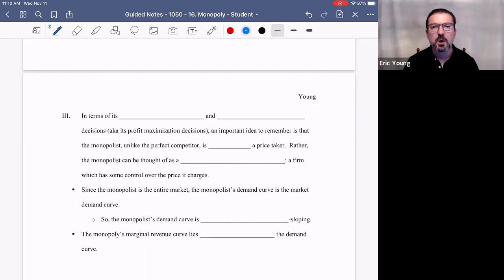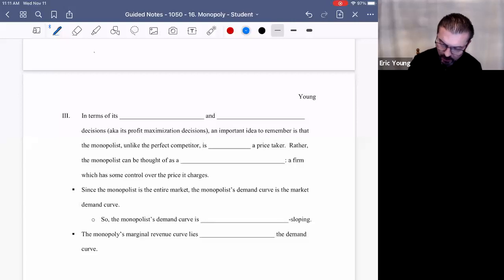In our previous video, we took a look at monopoly, some definitions, and the critical role that barriers to entry play in allowing monopolies to emerge and sustain. In this video, we're going to take our next step in our process, and we're going to take a look at the monopolist's profit maximizing decisions.